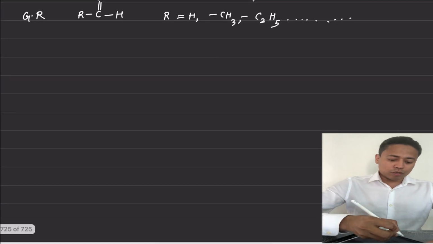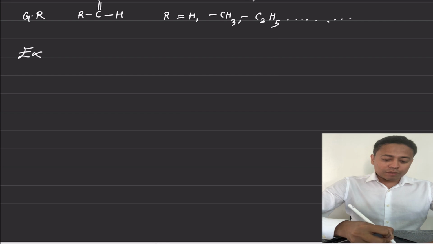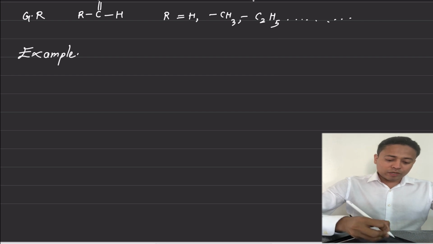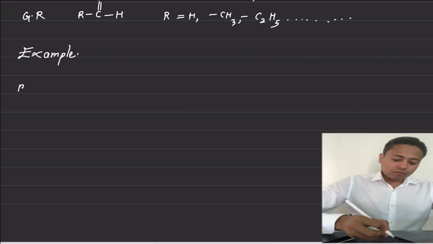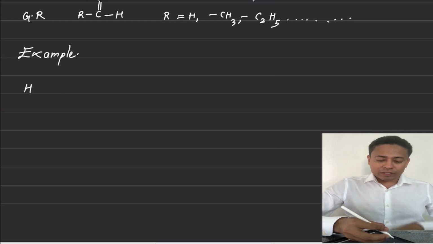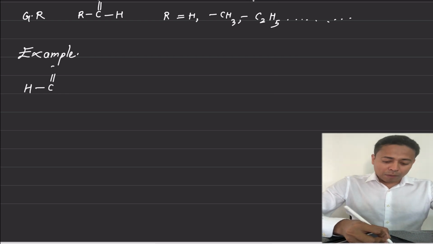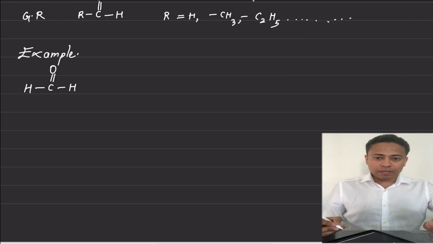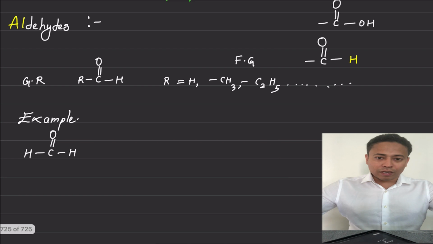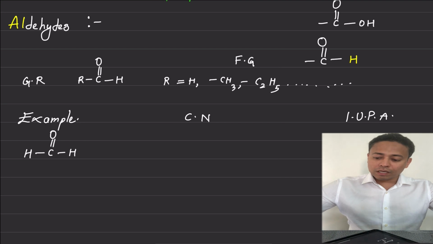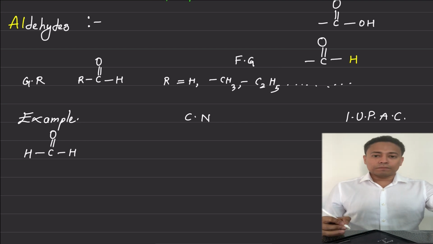Going forward, just observe this now. My first column is going to be example, in which R will become equal to H, so I will write H. C double bond O H, that's my first example, in which C double bond O H, as I explained already, is the functional group of your aldehyde, and in the first example R I have taken as H. I will write here common name, short form CN, and IUPAC name in the last column.